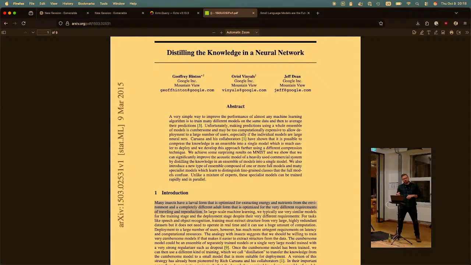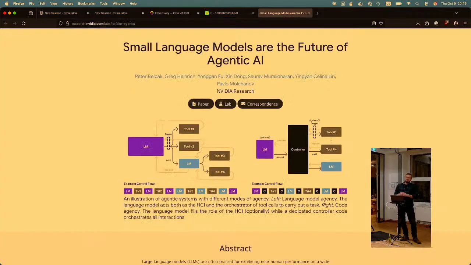And it just so happened that NVIDIA published this paper, Small Language Models Are the Future of Agentic AI. It sounds like the kind of paper that the company I work for would write, but we didn't write it. In fact, NVIDIA wrote it. So the company I work for is called Distill Labs, and as you can tell, we do distillation.